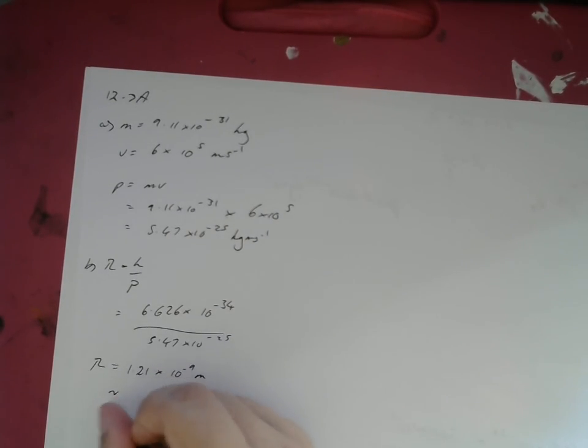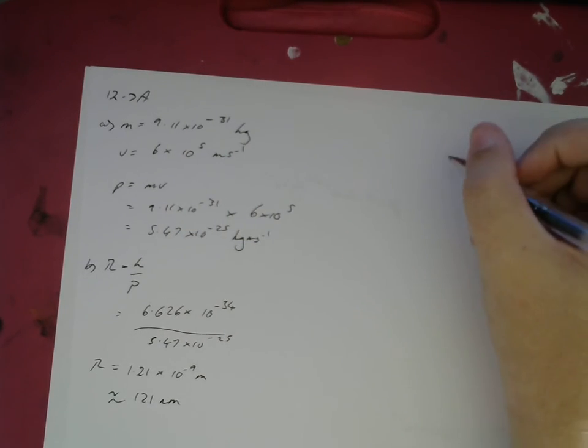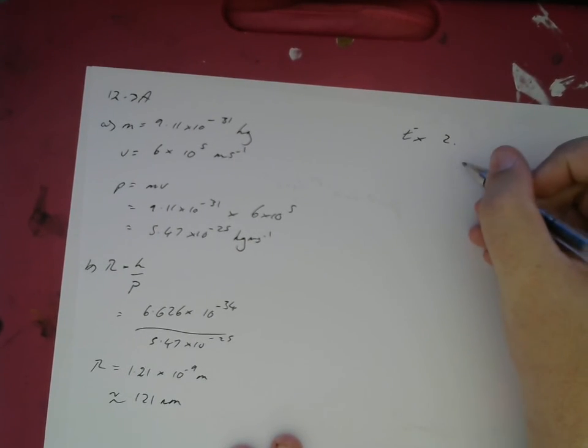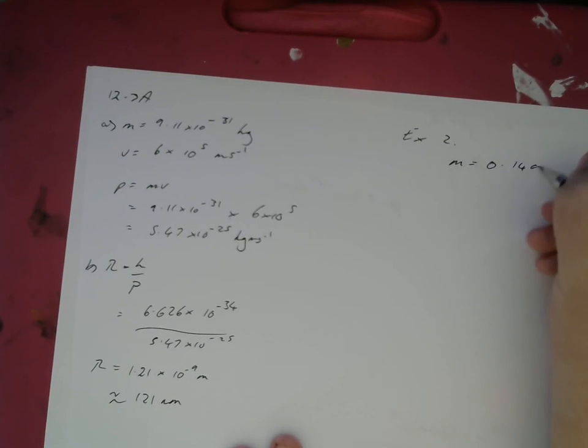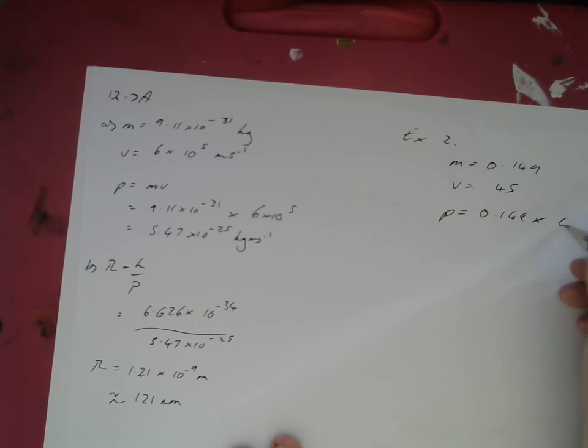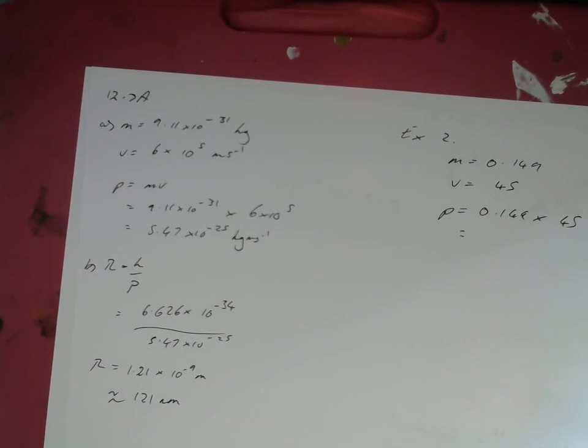Okay? So this was a fairly important thing for de Broglie to propose, and of course he got a Nobel Prize for it. Let's have a look at example 2 that I proposed there. The mass of a baseball is 0.149. The velocity is 45. So the momentum, 0.149 times 45. Grabs the calculator. 0.149 times 45 is 6.705 kilogram meters per second.